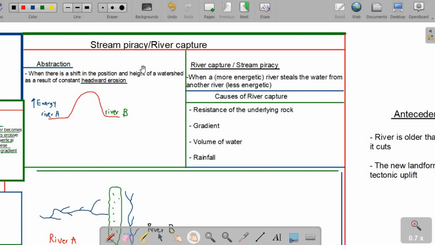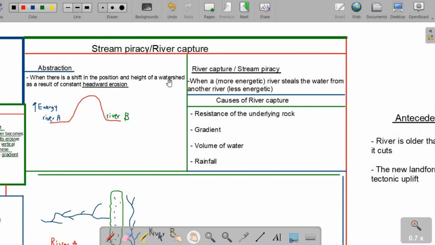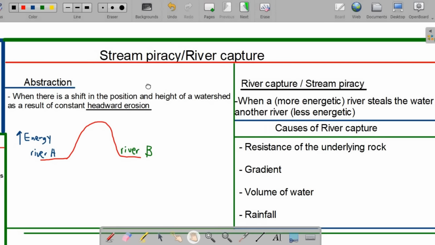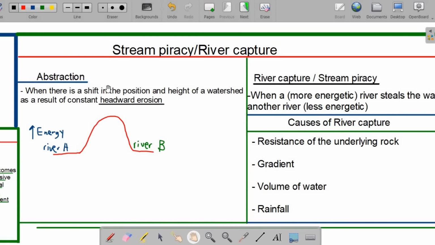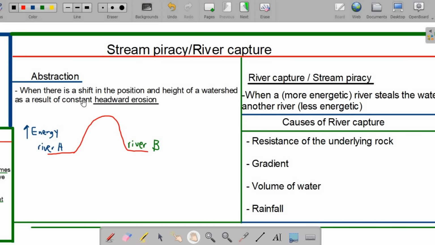And then we have stream piracy or river capture. Okay, so those terms are interchangeable. You can use them interchangeably. Right, so we'll start off with obstruction. So what does obstruction mean?